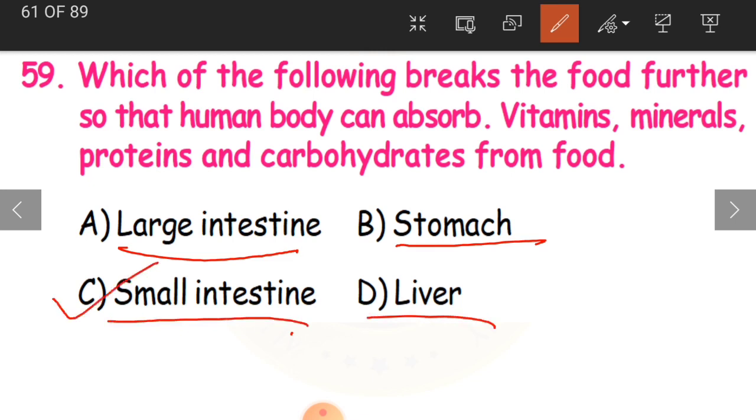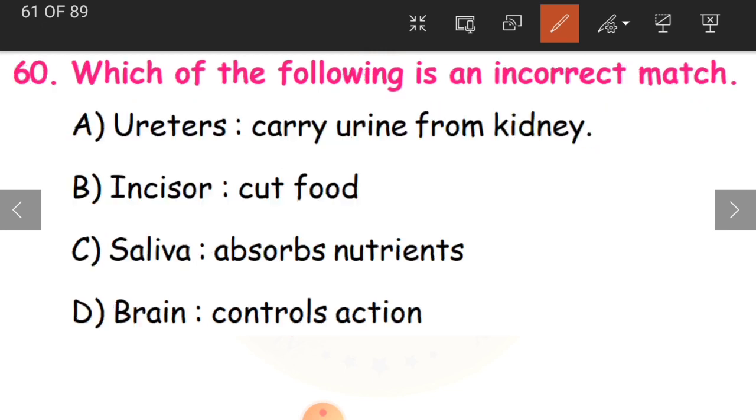Okay, the small intestine, what does it do? It is going to break down the food, and it is going to absorb all these vitamins, minerals, proteins, and carbohydrates from the food. Clear children? Now 60th question.